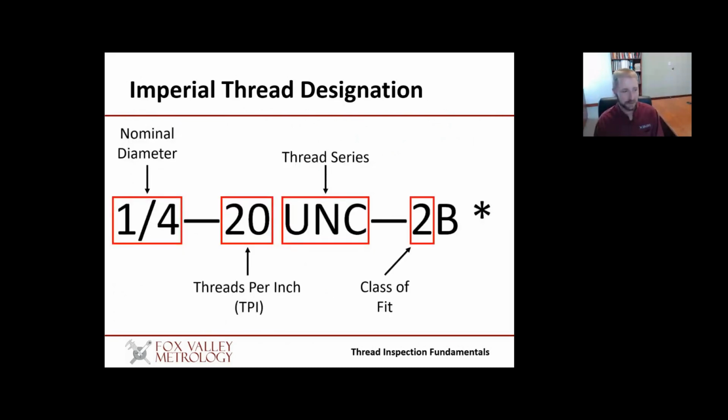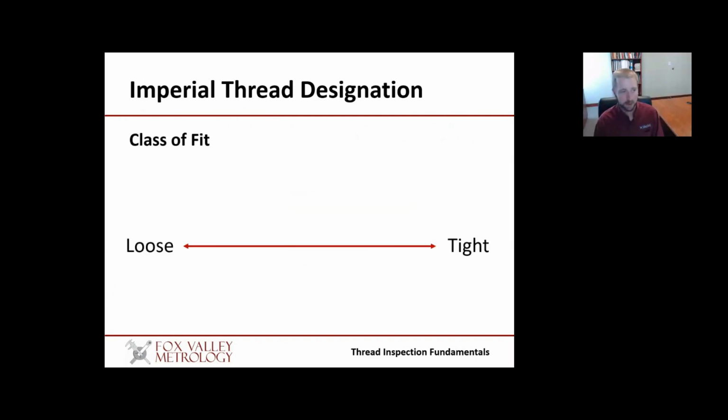The next designation is for the class of fit. So basically what the class of fit is defining is how loose or how tight the two mated components should fit together. And these exist on a range, anywhere from very loose to very tight. So there are three primary designations that are used to call this out. The first one is just the number 1.